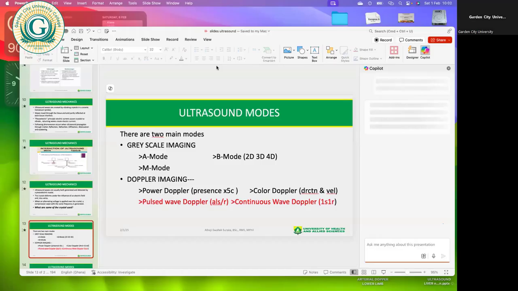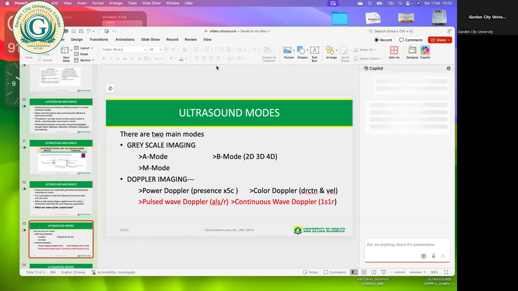Then structures that appear pitch black are fluid-filled structures like the urinary bladder, which is containing urine. So urine would appear pitch black because it is less dense. Water and urine are so less dense that they will appear pitch black. Similarly, your gallbladder content, which is bile, would also appear pitch black on ultrasound.